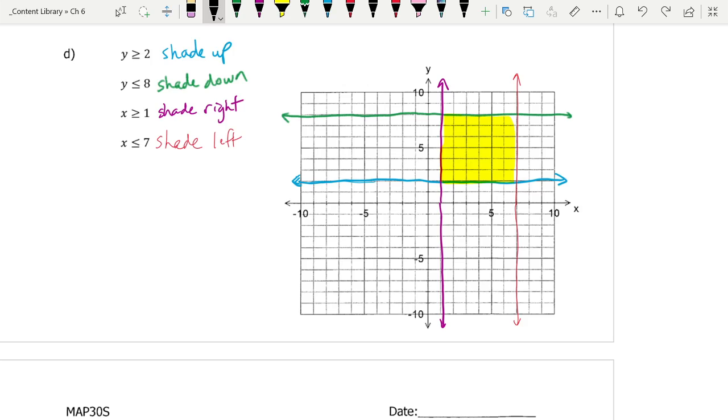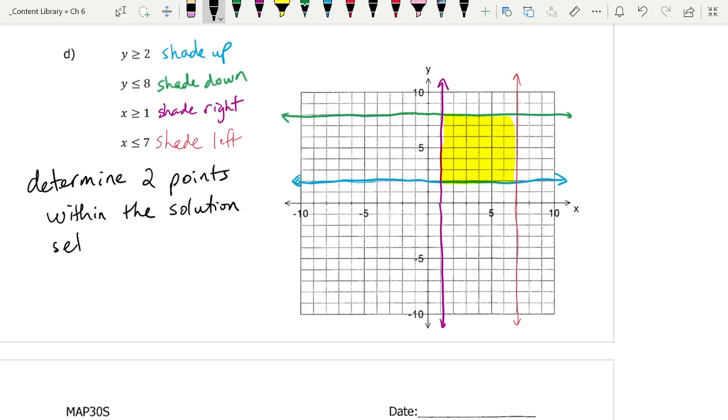Now, since this is an easy one, why don't I ask you a question? Why don't we add to this one? Determine 2 points within the solution set. Now this is one of those open response questions. Oh, how about this? Let's add something to it.